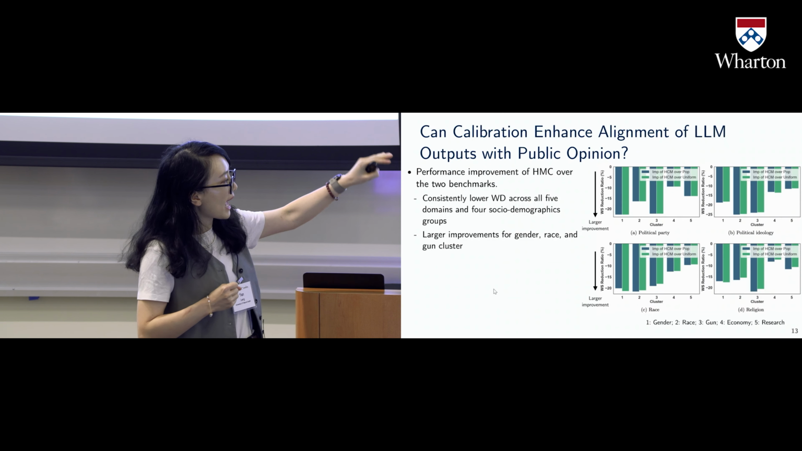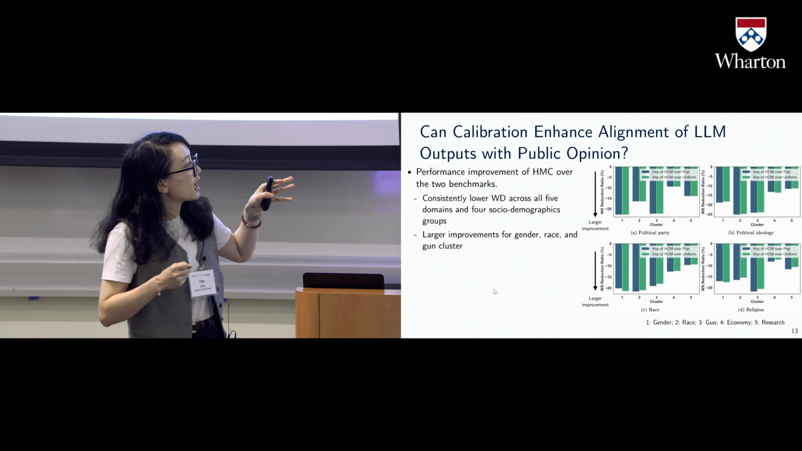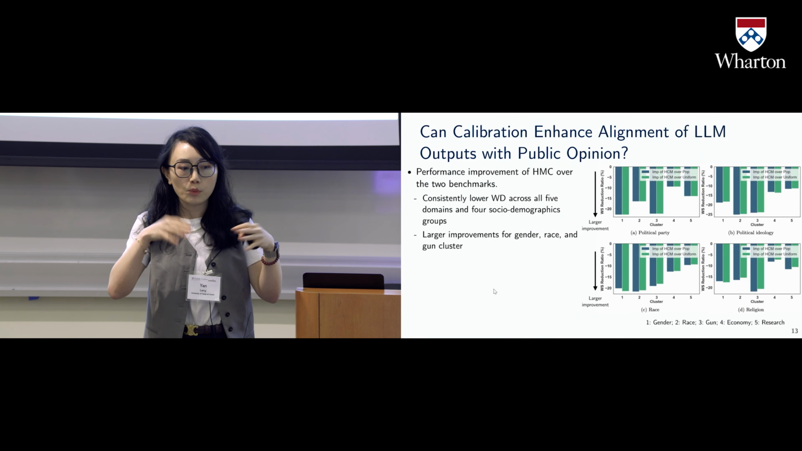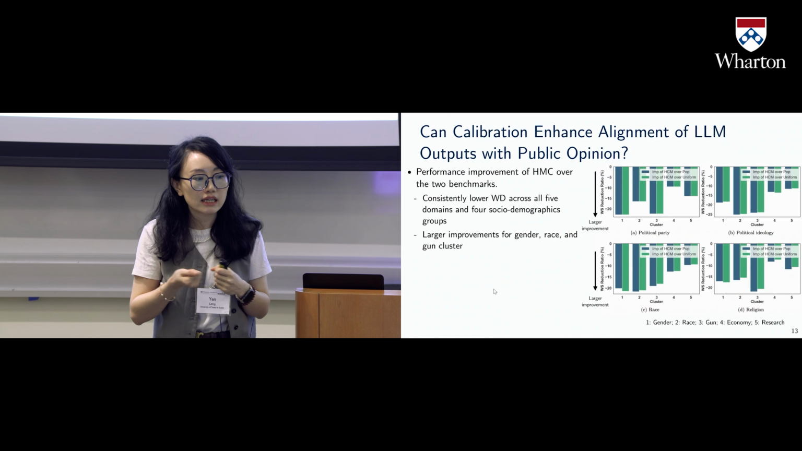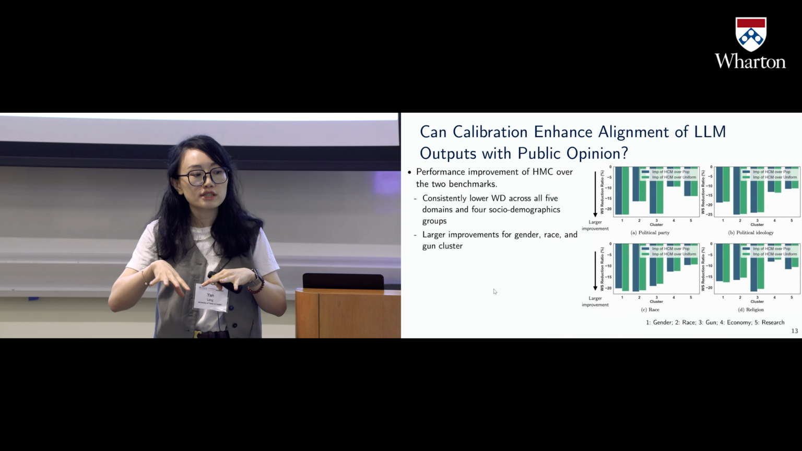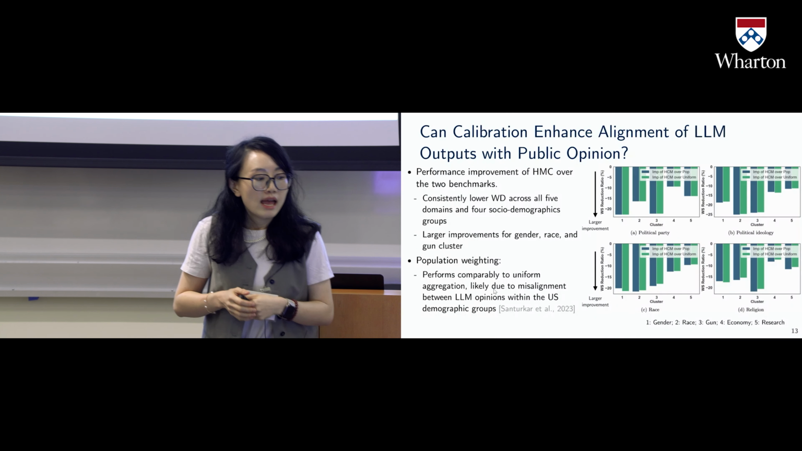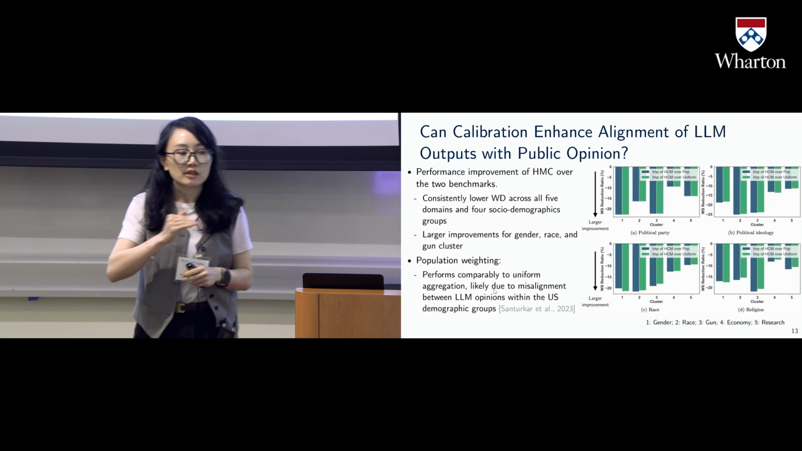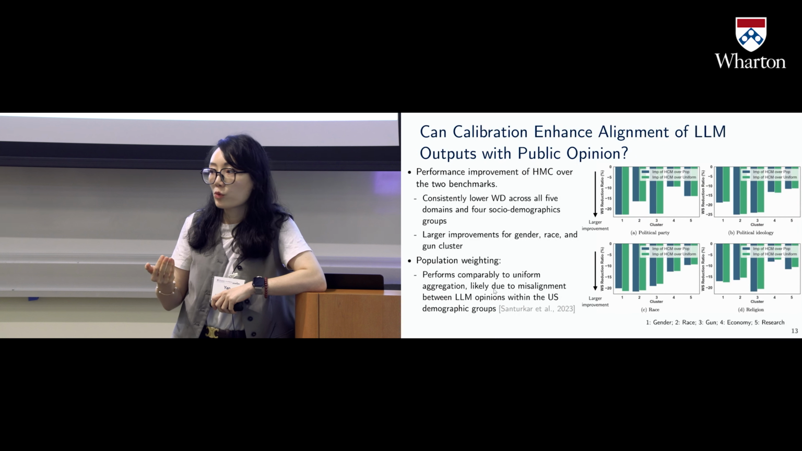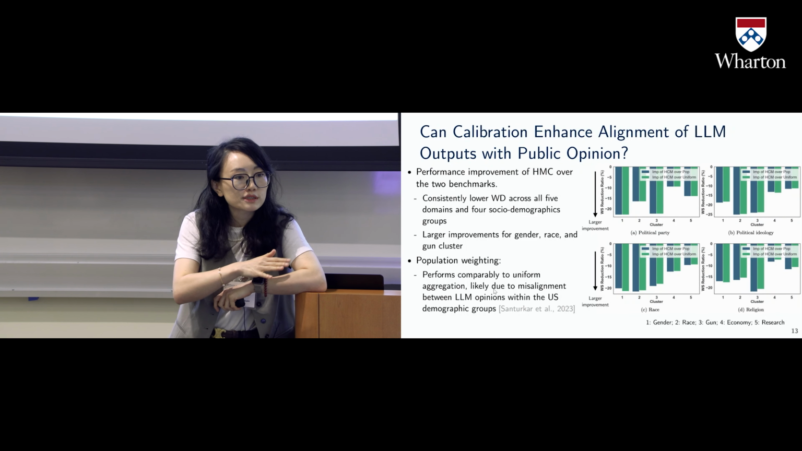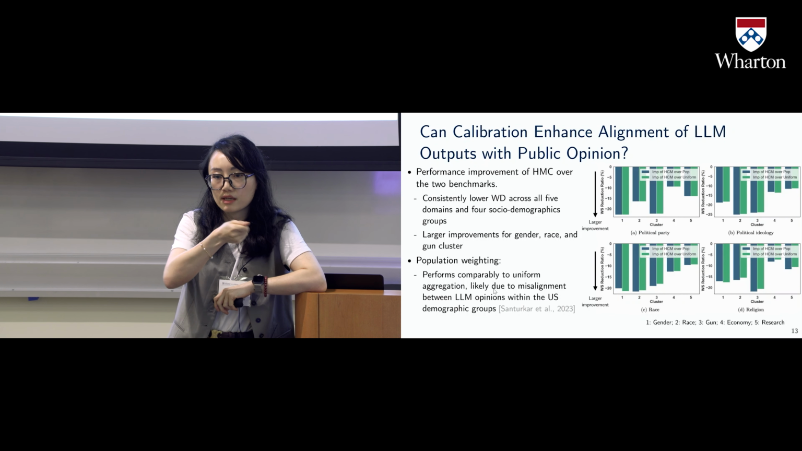And the clusters on the x-axis correspond to different research questions. And the y-axis shows the reduction in distance comparing our method over the benchmarks. And we see that our method can consistently improve across the 5 domains and 4 social demographic groups. And we also see larger improvement for gender, race, and gun. And here we notice that in this application, population weighting performs comparably to uniform weighting, and in some cases, it even performed worse. This is likely due to the misalignment between LLM opinions and these human responses.